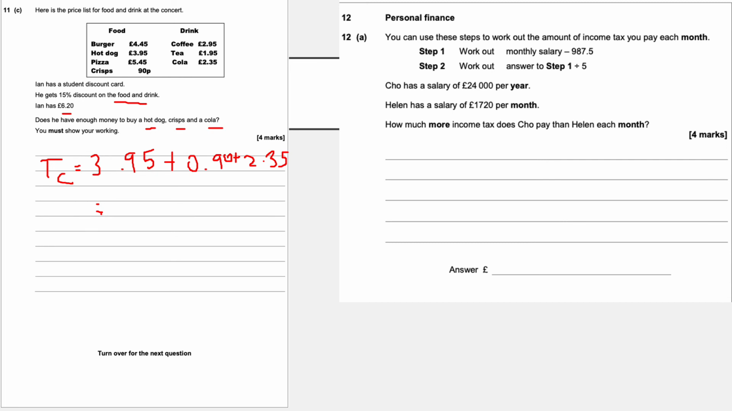Is £7.20. Okay, so that's the current costs. Okay, so the total cost without discount. Now we're going to work out 15% of £7.20.